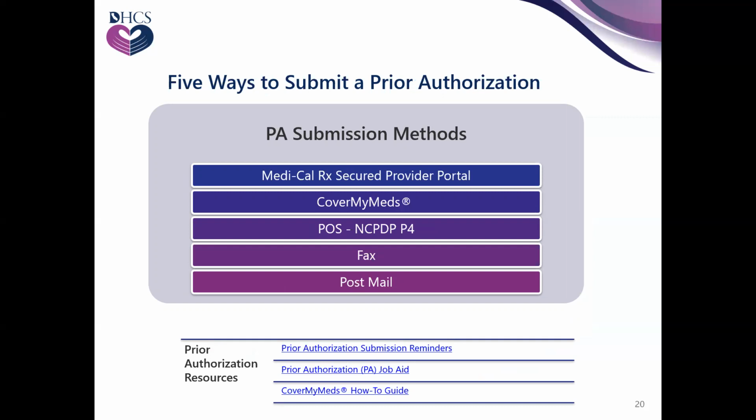Pharmacies can use NCPDP P4 transactions that are submitted directly from the pharmacy utilizing the NCPDP layout. The pharmacy can request and submit a prior authorization on behalf of the beneficiary or the provider. Providers also have the option to fax prior authorizations or send them via postmail through USPS, UPS, FedEx, or any other courier service. For additional help with submission of prior authorizations, you can always refer to the Prior Authorization Job Aid and the Prior Authorization Submission Reminders, both linked on this slide.